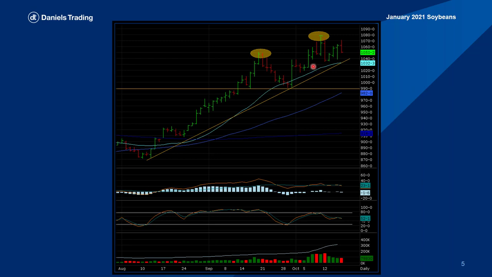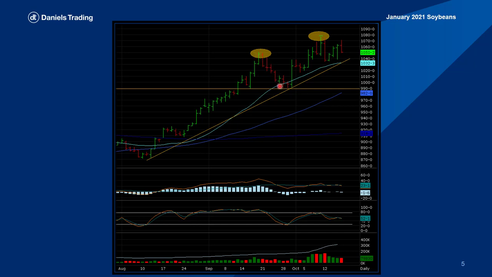And the last chart I want to take a look at today is the January 2021 soybeans. I had this chart on in a recent video, but bringing it back. What we have here is the beginnings of a head and shoulders formation. So the left shoulder was put in on this pivot point high in the middle of September. That high was 10.50 and a quarter on September 18th.